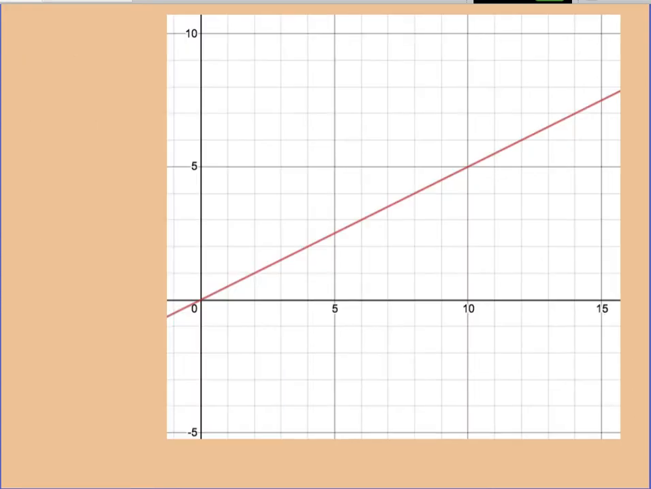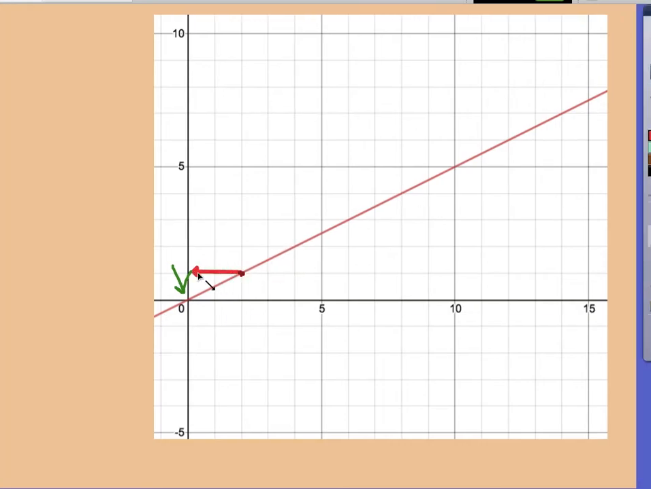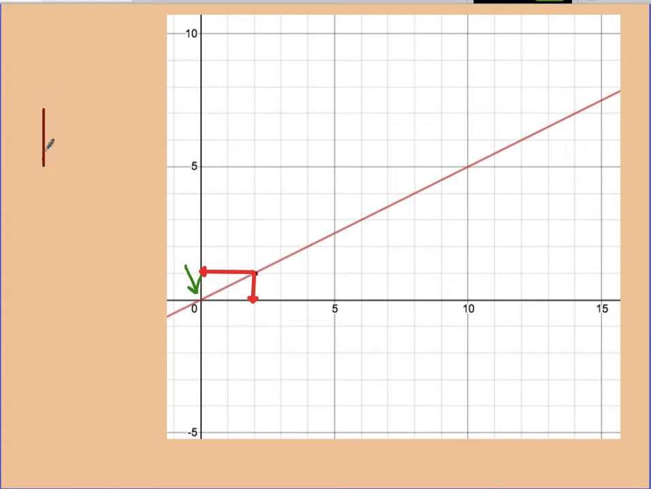Alright, one more. Let's check this out. It goes through 0, 0, and it's a straight line. So this is proportional. Alright, let's find a point that's on here so that I can easily identify. So it looks like right here is going to work. And let's find our y value and our x value. Alright, so let's calculate the constant of proportionality k. The y value is 1, the x value is 2. 1 over 2. So y equals 1 over 2x. That would be our equation.